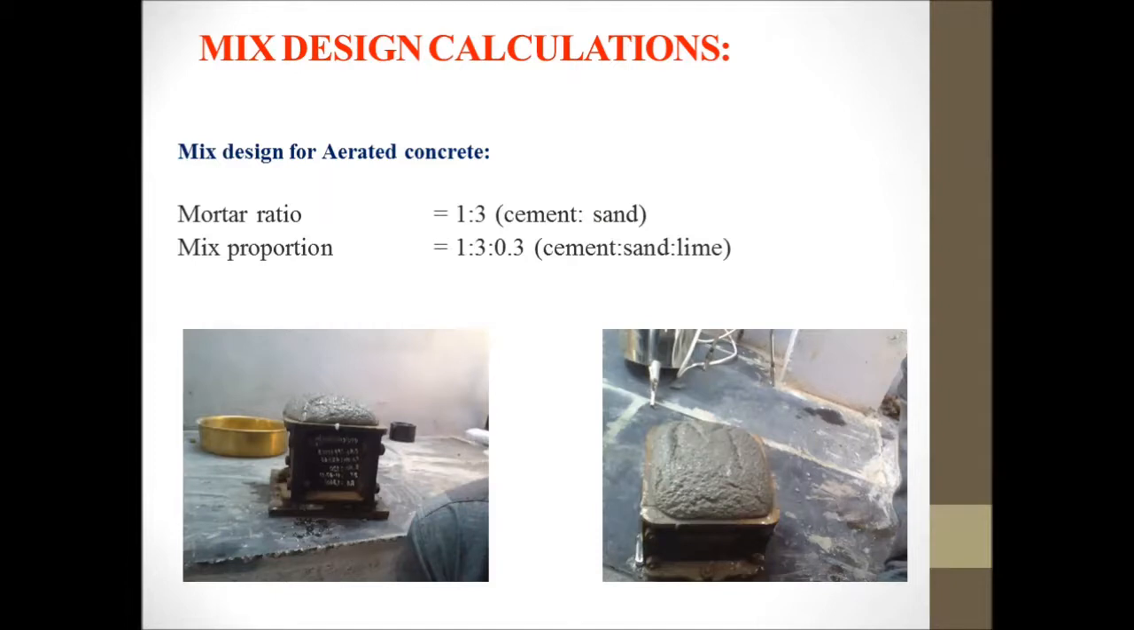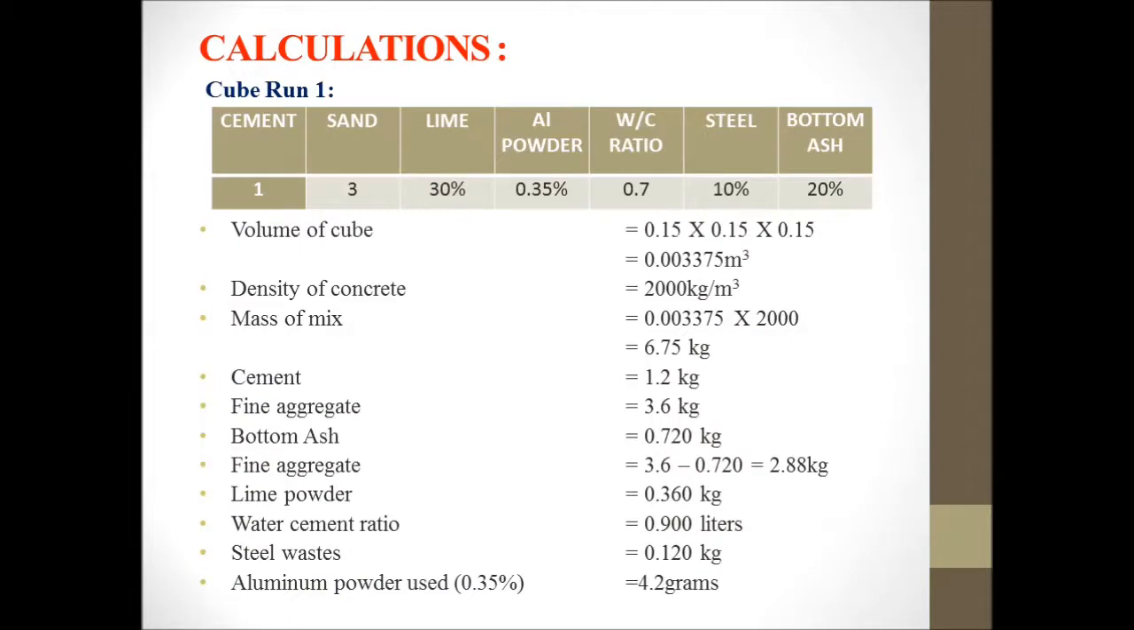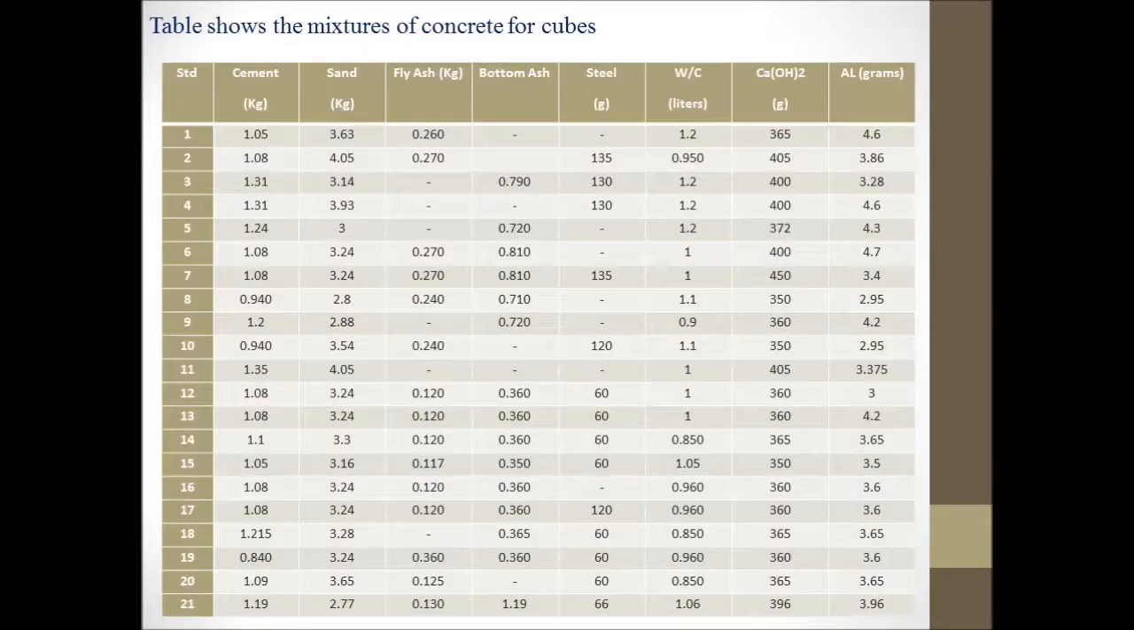Mix ratio is 1:3. Mix proportion is 1:3:0.3. Lime is kept constant at 0.3. This is how we calculated the volume of the cube. The cube we use is 0.15 x 0.15 x 0.15 meter cube. So the volume has been shown in the table.